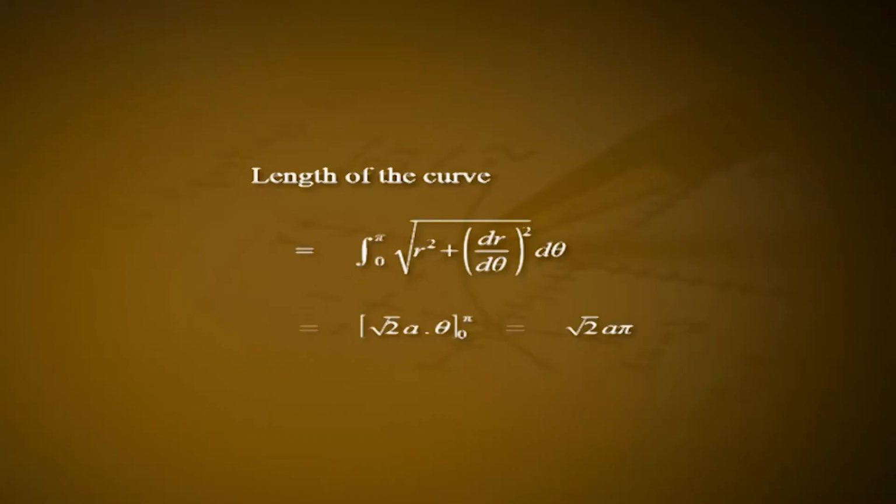Length of the curve is equal to the integral from 0 to π of the square root of r² + (dr/dθ)² dθ, which is equal to √2·a·θ between the limits 0 and π, which is equal to √2·aπ.